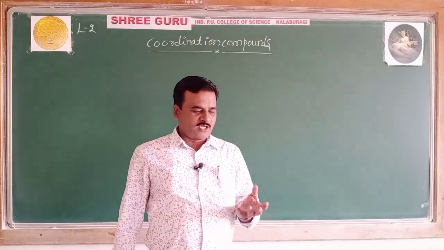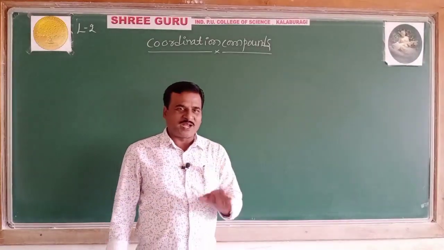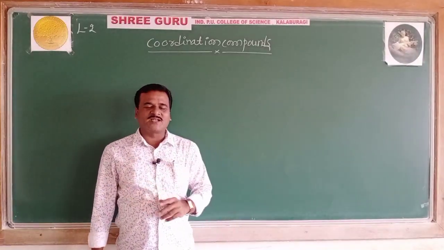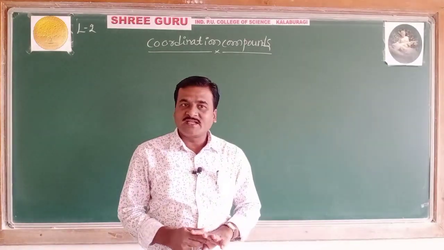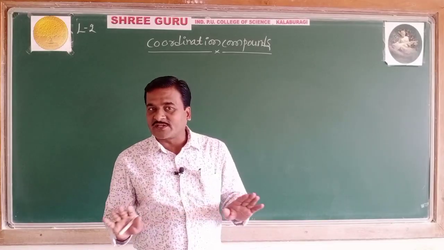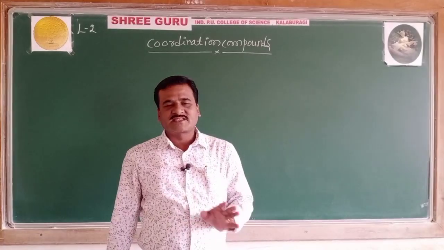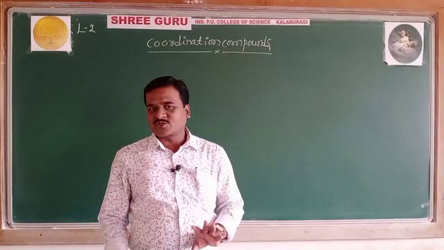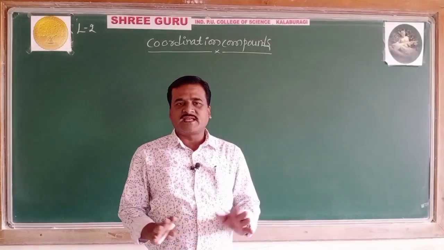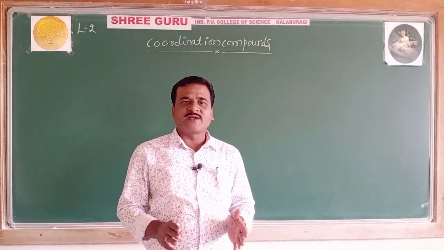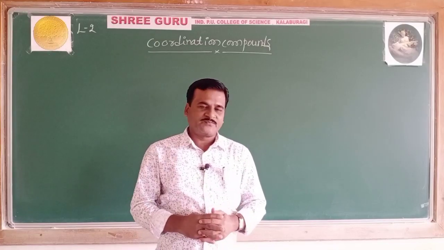Recap over the second postulate. Primary valencies are commonly ionizable and are satisfied by only negative ions, while secondary valencies are non-ionizable. Make a correction: primary valencies are ionizable, satisfied by negative ions only, while the secondary valencies are non-ionizable. They are satisfied by either negative ions or neutral molecules, which are called ligands.